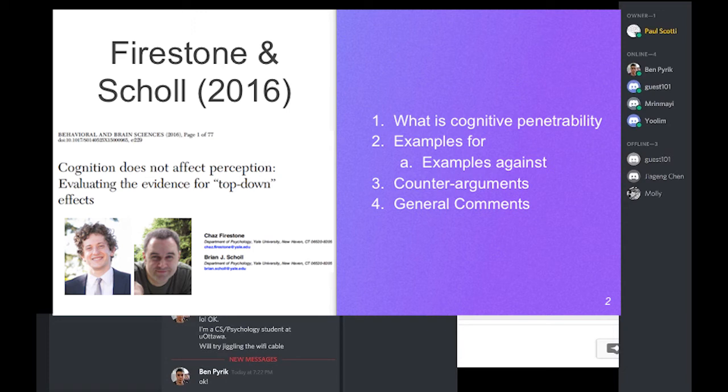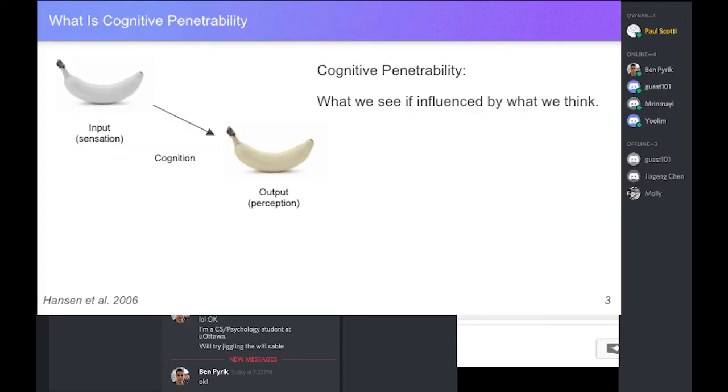Cognitive penetrability is essentially that what we see is influenced by what we think. So when I say what we see, I'm not talking about the literal visual input that's being sent through the eyes hitting the retina. I'm talking about the percept that we see as a result of that visual input.